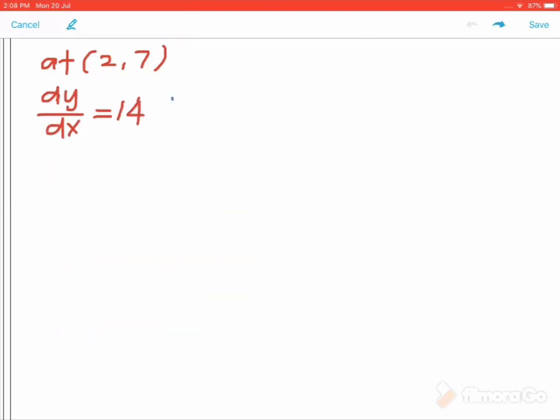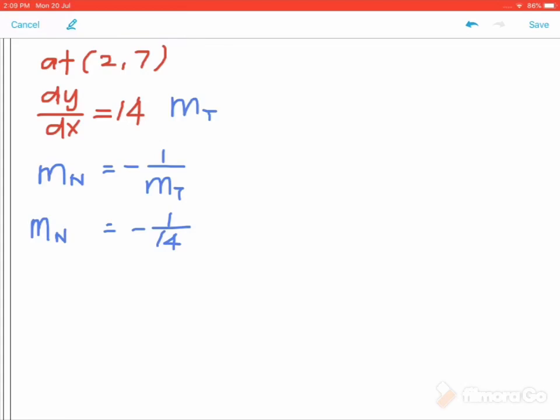Now we move to the equation of the normal to the curve. To find the equation of the normal, we have to get the gradient of the normal. As we know, dy/dx is equal to 14. This is the gradient of the tangent. The gradient of the normal is equal to negative 1 over the gradient of the tangent. So we substitute the 14 into mt. This means the gradient of the normal is equal to negative 1 over 14.